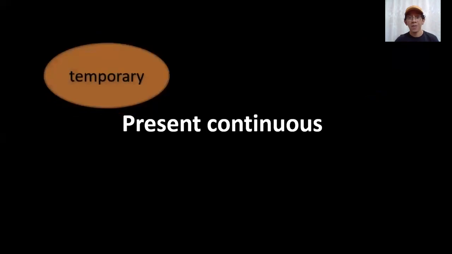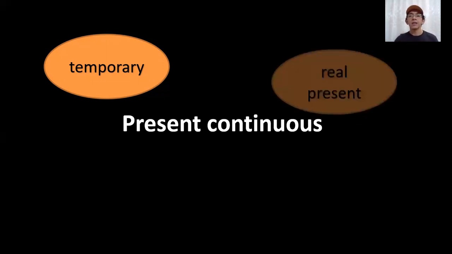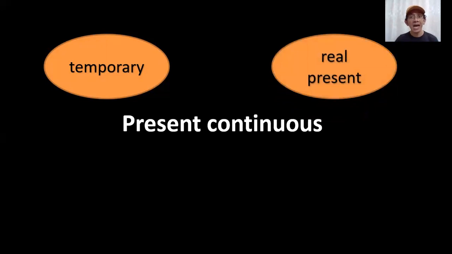Present continuous. We use it to talk about things that are occurring at the moment of speaking. So I speak, I say the sentence, and ta-da, it's occurring right now. I'm speaking in English. I'm teaching English. You're watching a video. It's occurring right now. So we use it for temporary activities, activities that occur during a period of time. And it's the real present because you say the sentence and the sentence is real in that precise moment.